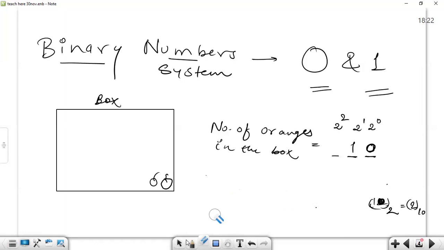So this is just an introduction of binary number system, that what is happening and why it is happening. Now I'll be giving you particular techniques. You will be able to convert any decimal number into binary number very easily.